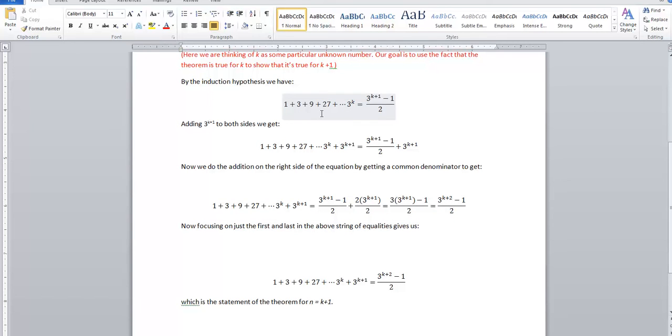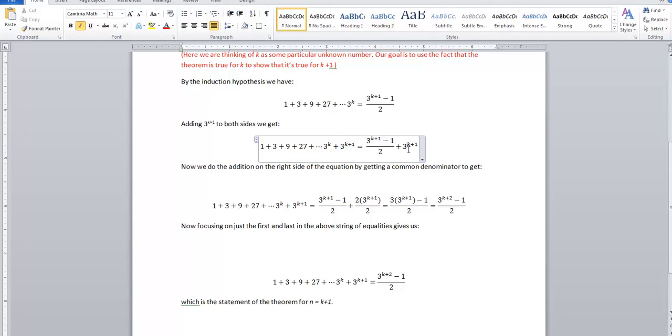Well, I'm going to add 3 to the k plus 1 to both sides. So I just did that. And the reader can see that the difference between this one and this one is just that I've added 3 to the k plus 1 to both sides. Now we do the addition on the right side of the equation. The left side now looks like the theorem for k plus 1. So we have to somehow show that the right side also looks like the theorem for k plus 1. So we do the addition on the right side and get a common denominator.